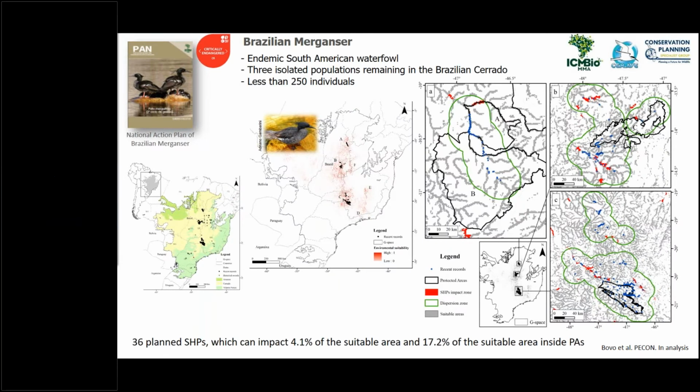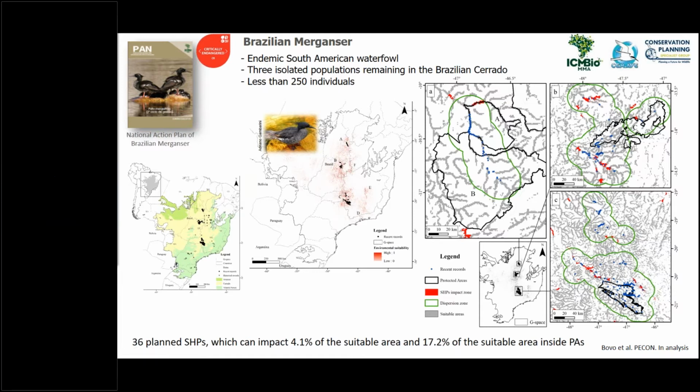Another example of this purpose comes from the Brazilian merganser. The Brazilian merganser is a critically endangered species. It's endemic in South America, and it remains in just 3 isolated populations in the Brazilian Cerrado, as you can see here, totalizing less than 250 individuals.